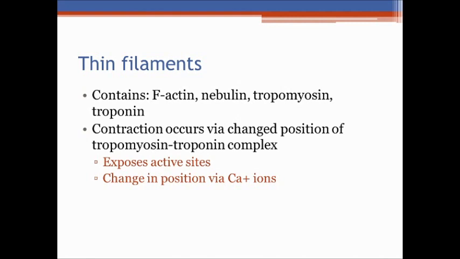Thin filaments contain F-actin, nebulin, tropomyosin, and troponin. These are all proteins. Contraction occurs when the tropomyosin-troponin complex changes position. When it changes position, it exposes active sites. So tropomyosin prevents actin-myosin interaction. When troponin binds to it, it exposes active sites on the tropomyosin-troponin complex. And this change in position is caused by the influx of calcium ions.